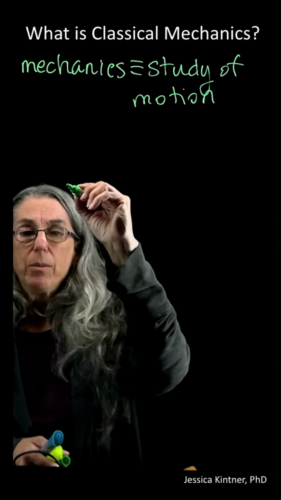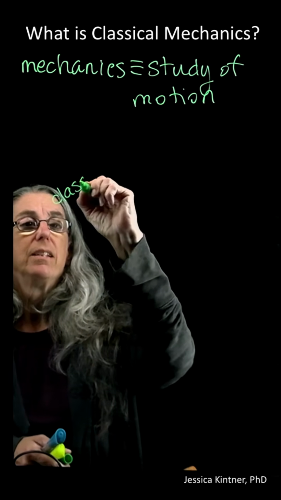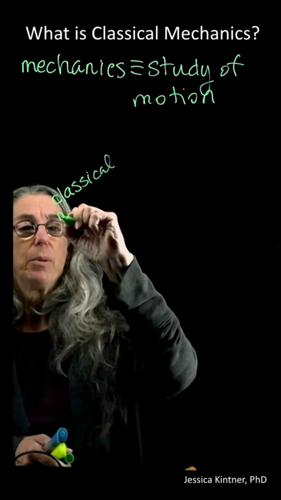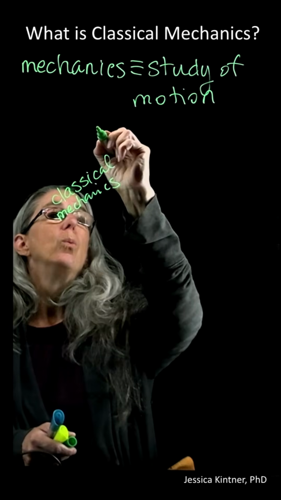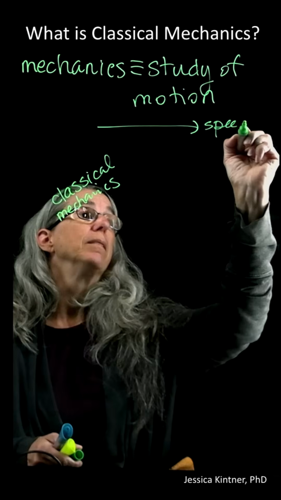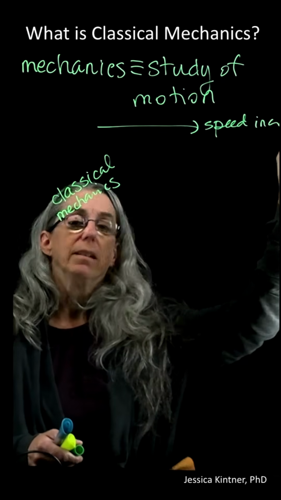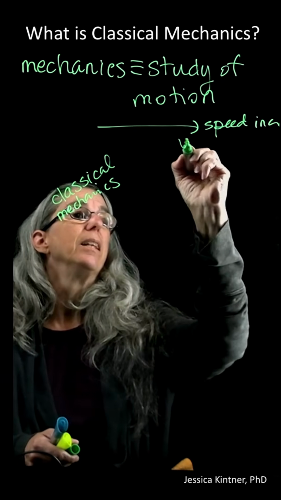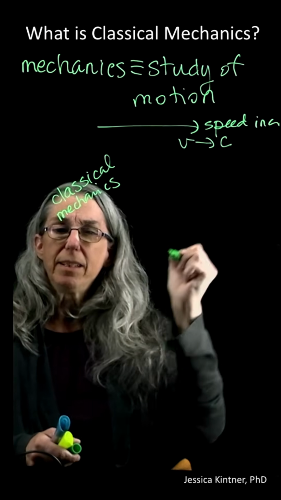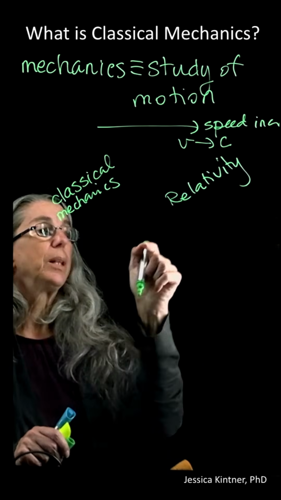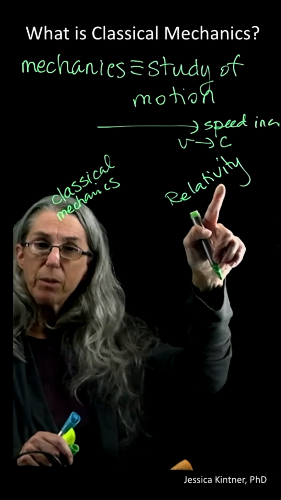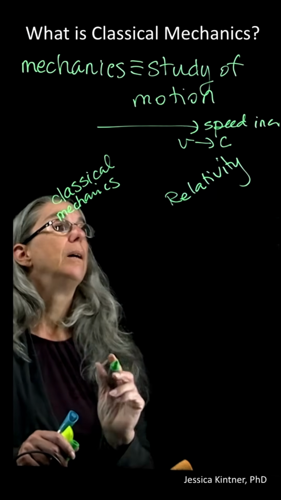I'm going to make a grid, from an idea that I saw first in David Griffiths' textbook. So I'm going to put classical mechanics in the upper left of my grid. When speed increases a lot and the velocity approaches the speed of light, c, which is the symbol we use for the speed of light, rather than classical mechanics, we call that relativity. So we need a different theory, whether it's baseballs or planets, or protons moving near the speed of light in the Large Hadron Collider.